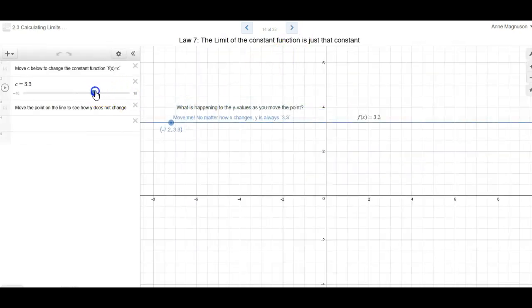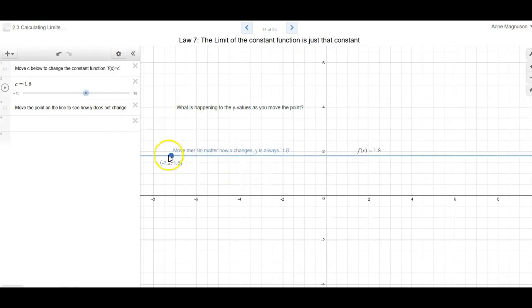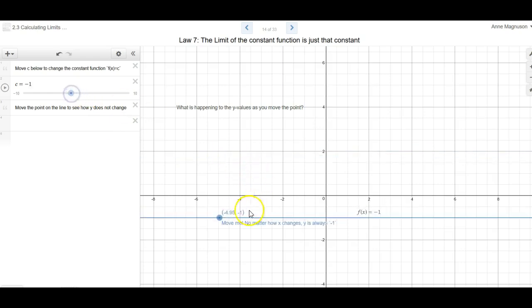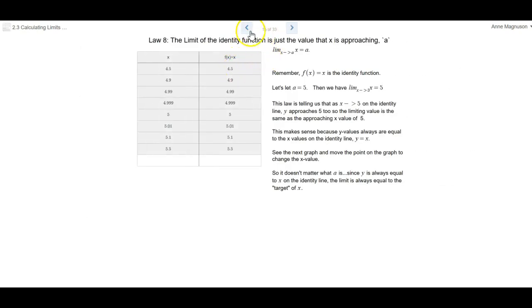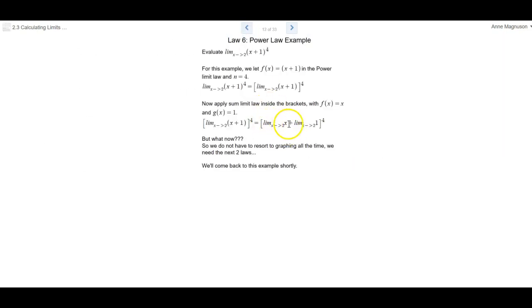So I'm changing my horizontal line here, and it doesn't matter what my x value is, right? The y value is always the same. So that tells me that the limit is always just c, the constant. The next law is going to help us figure out the first part of this problem. So the limit as x approaches 2 of x. Remember that y equals x is called the identity line.